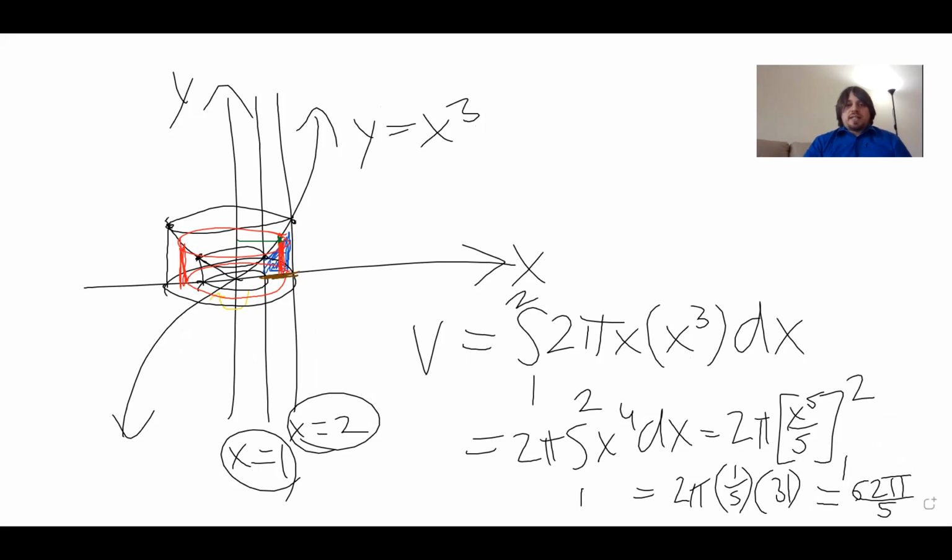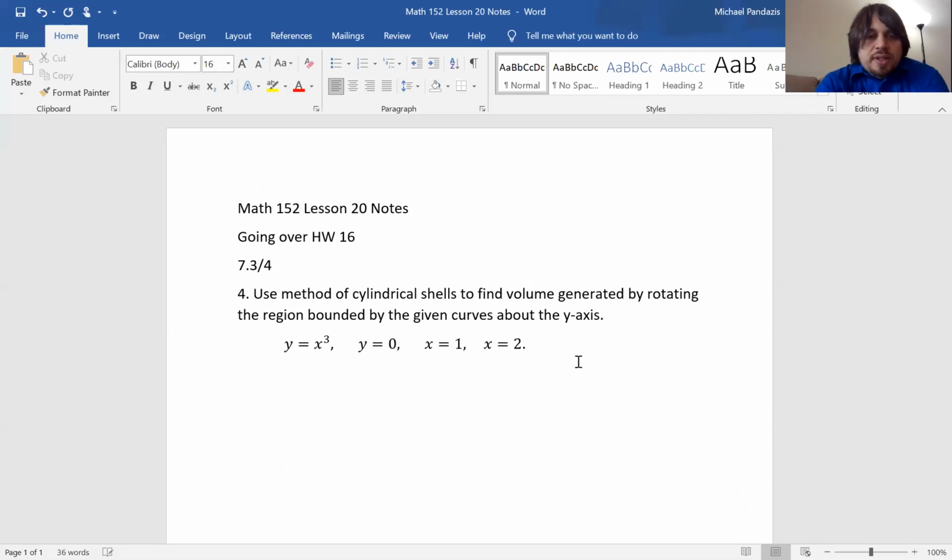Okay, did that explain it? So this is number 4 in the 7.3 homework. That's the solution. I'm going to go back to Word. The solution is on the whiteboard. Any other questions with the homework?